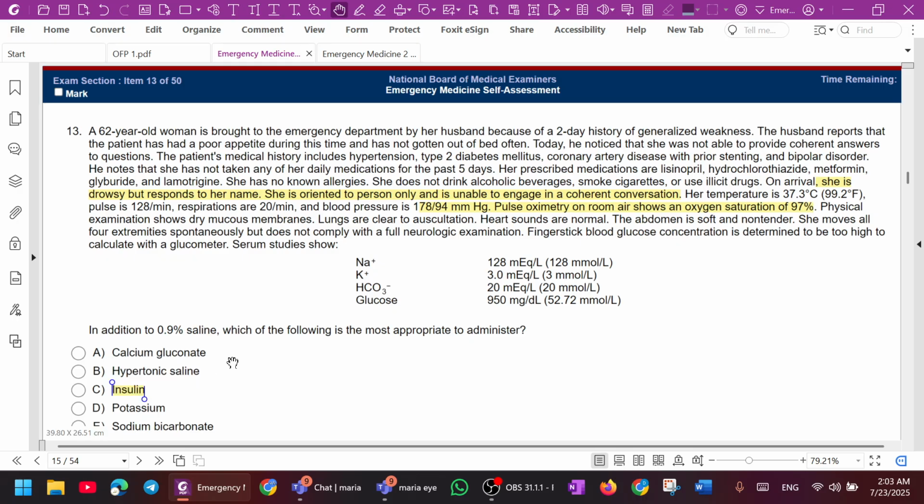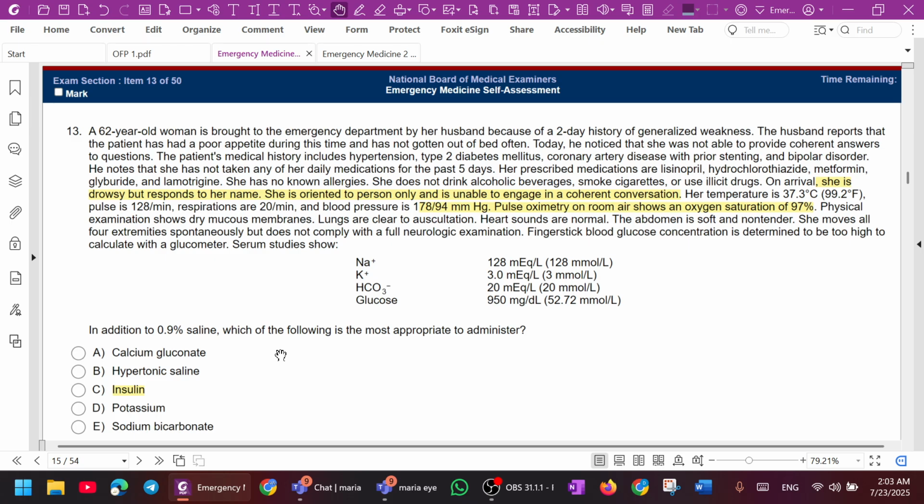Ready? It is DKA, isn't it? Or what is it? No, HHS. I think okay, it's HHS. Okay, hyperglycemic hyperosmolar state. Ready. Yes. So, potassium. Oh, I know what one is the other.